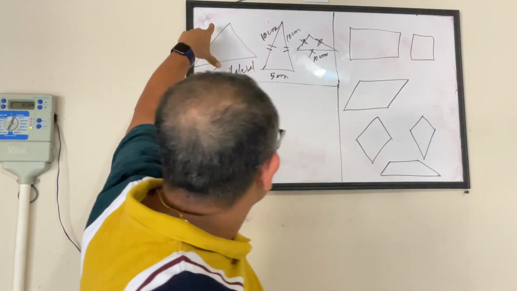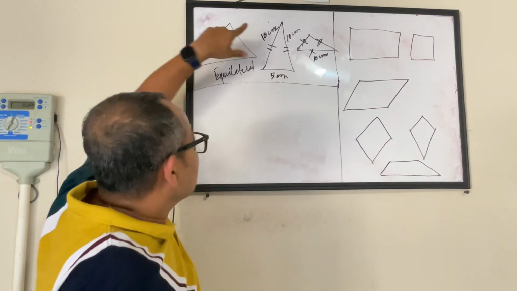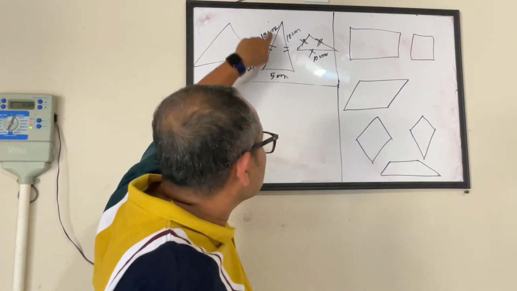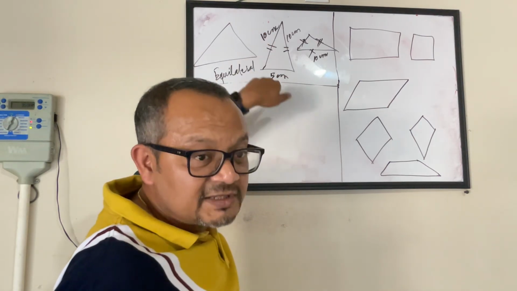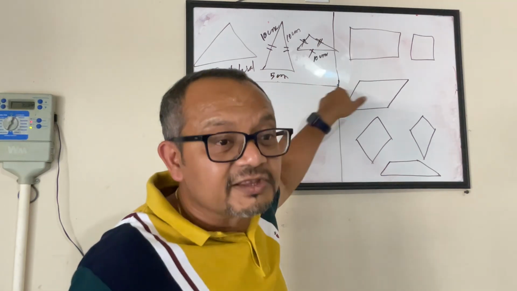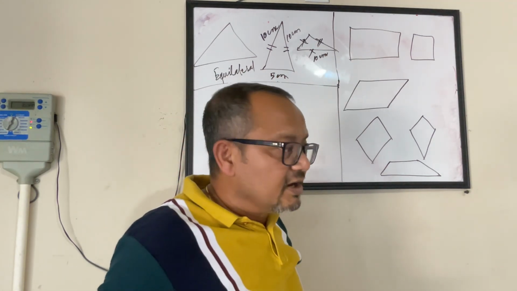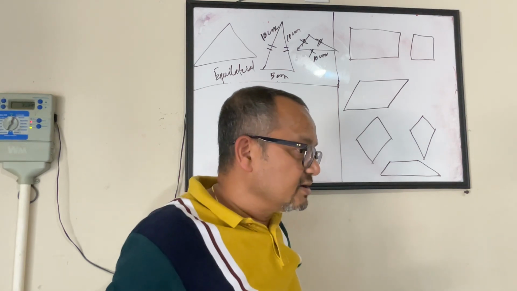So in case of equilateral, you need to know only one side, that is enough for you to find out the perimeter. If it's an isosceles triangle, you need to know two of the sides, two of the non-matching sides. And then scalene, you need to know the length of all the three non-matching sides to find out the perimeter. Are you able to follow me?